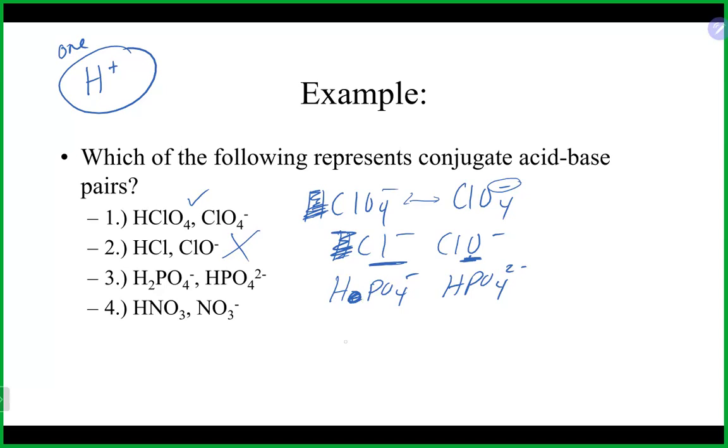And remember, when we lose the positive, we become one more negative. So it started at -1. It will end up at -2. And that means that this guy is a pair, as they basically are the same. And lastly here, this guy would also be a pair, as if we take off the H, we get that, and the plus means we become one more negative. So looks like everybody here are acid conjugate base pairs except number 2 there. Any questions on that there?